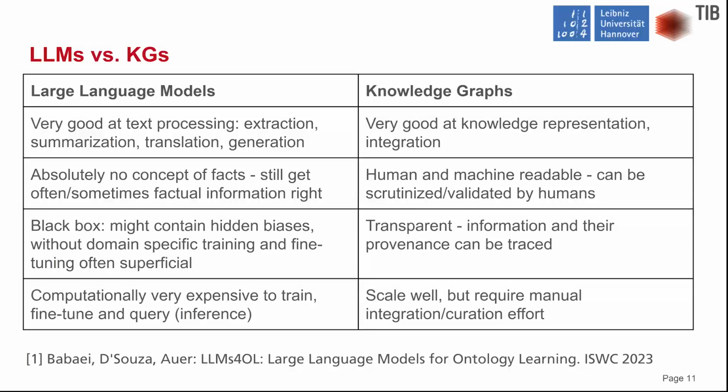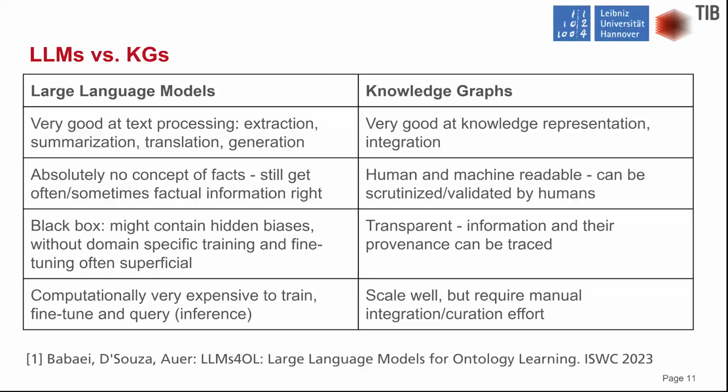Language models have no concept of facts. They sometimes get some factual information right if it appeared significantly often in the training data, but often also not at all. And the knowledge in knowledge graphs, on the other hand, is human and machine readable, so it can be scrutinized and validated by us. Language models are like a black box and might have hidden biases. Often they are also a bit superficial if they don't have specific training context or fine-tuning.